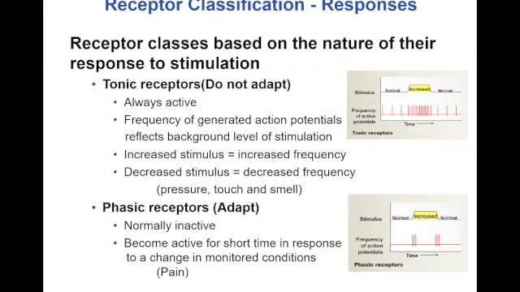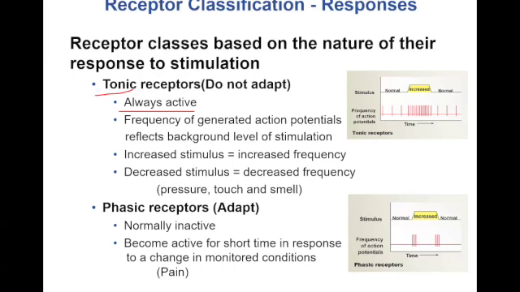Okay, now really quickly here, receptors can also be classified on how they respond. So some receptors are always on. They're always active. Okay, they're always ready to pick up on stimulus. Okay, those are called tonic. And so an example of a tonic type of receptor would be like smell. Okay, so we're always ready to pick up on those types of stimuli.